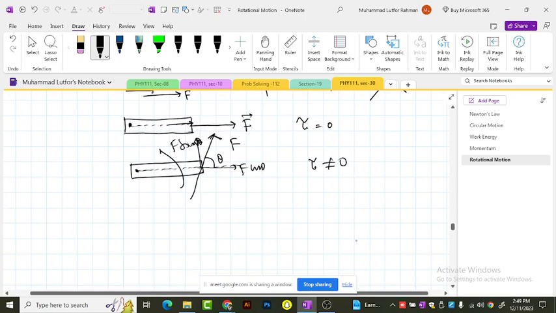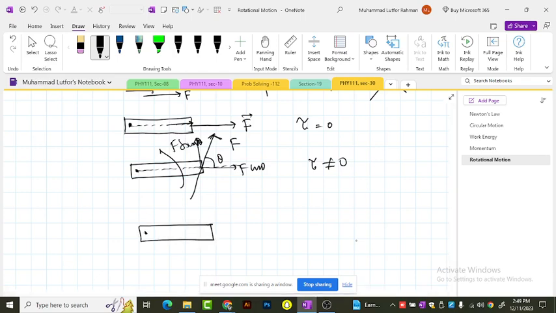Second point: where you are applying the force. Let's say I apply the force over here, I know the system is going to rotate. That's what I described. What about over here? It will also rotate, right? But what if I apply the force over here at the rotational point? Will it rotate the system?